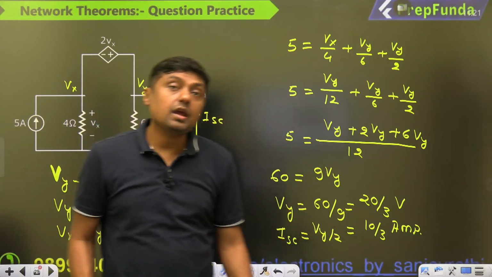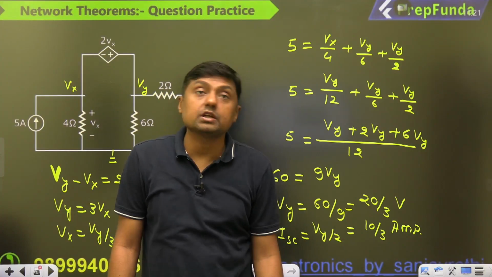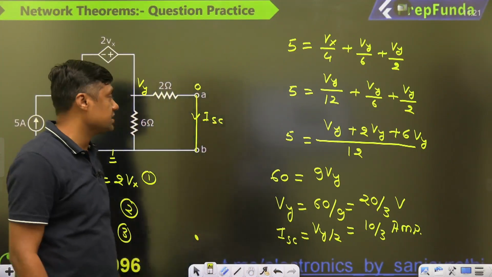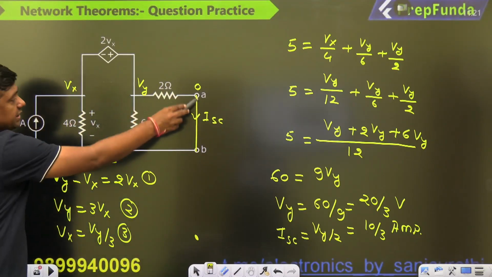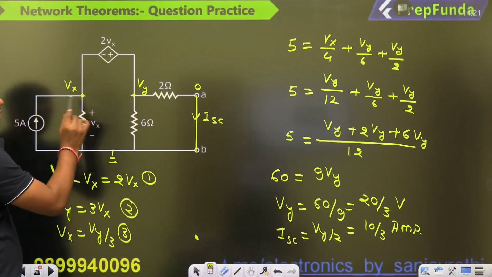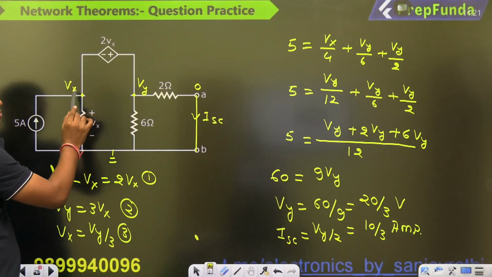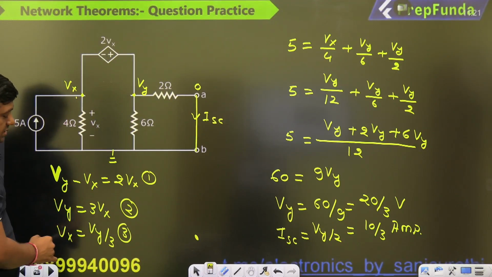10 by 3 ampere is the short circuit current, and short circuit current is nothing but Norton's current. So we have actually found Norton's current. What I have done, first of all, make it short circuit. Then we are going to apply the super nodal. Vy minus Vx is equal to 2Vx. Vy is equal to 3Vx. So Vx is equal to Vy by 3.